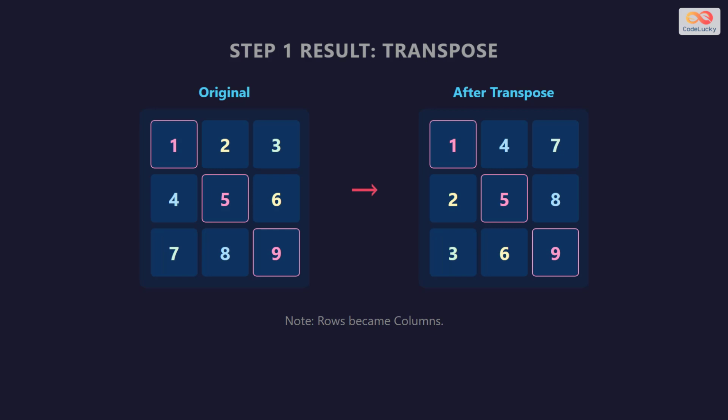Here is what the matrix looks like after the transpose operation. The first row, 1, 2, 3, has now become the first column. The second row is now the second column, and so on. We are halfway there, but the columns are currently in reverse order compared to our target.